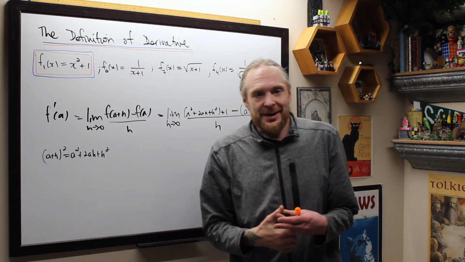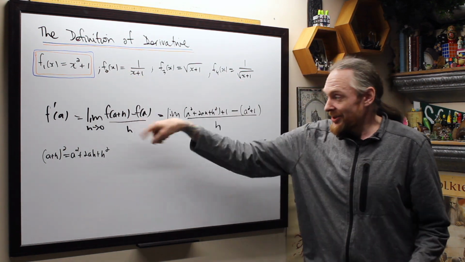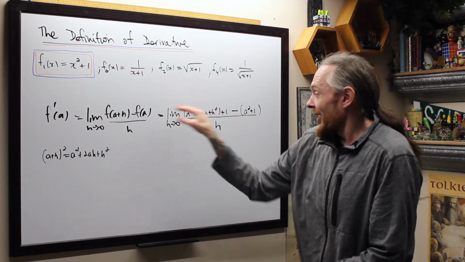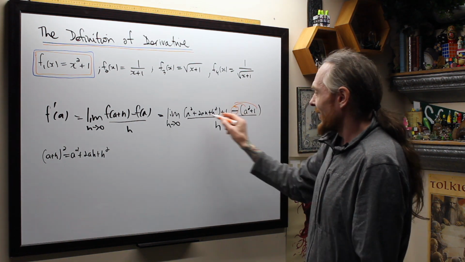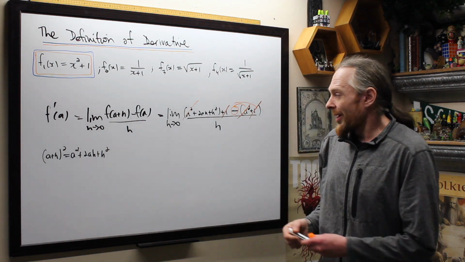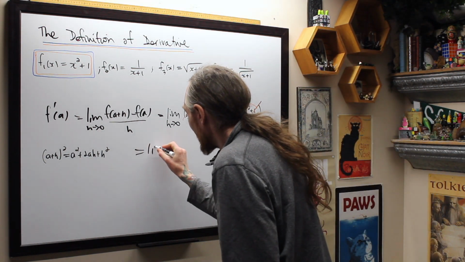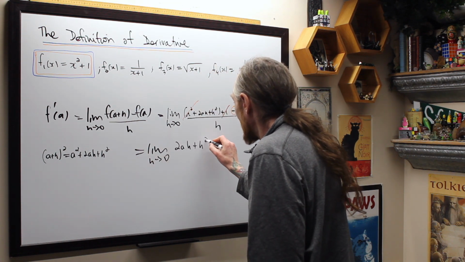The real game here is pull an h out of the top. How do you pull an h out of the top out of each of these expressions? Here, you FOIL everything out, and the minus goes onto both. Remember, I'm lazy, but cancel, cancel, cancel, cancel. Anything without an h in it should cancel. What does that leave me now? That leaves me the limit as h approaches 0 of 2ah plus h squared over h.